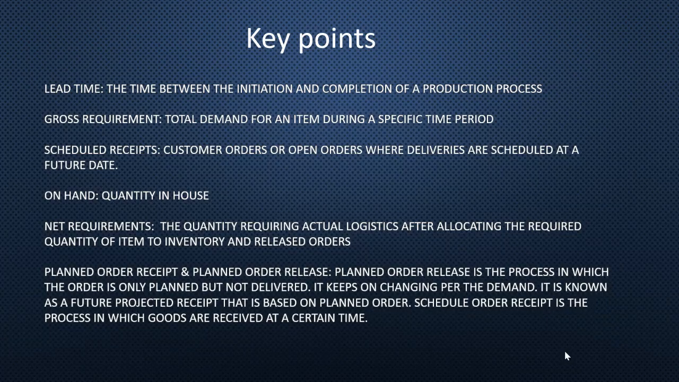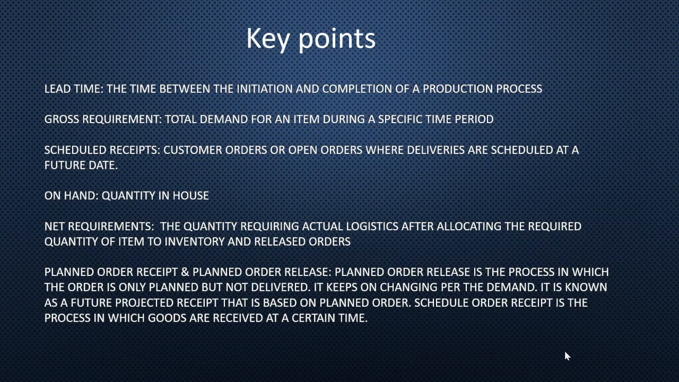So next is gross requirement. Gross requirement is how much we need in total to fulfill the total demand during a specific time period. Maybe at week 4 we have some demand, week 7 another demand. Sometimes all the weeks we have a constant demand. So this is called a gross requirement. We need that to fulfill the demand.